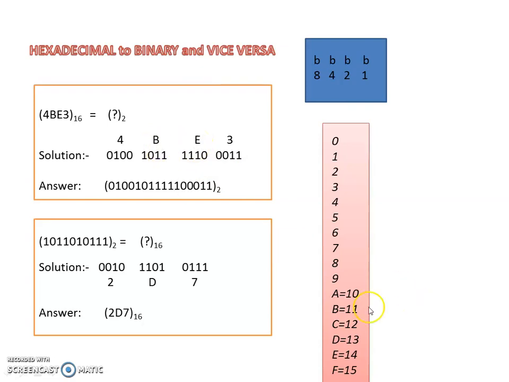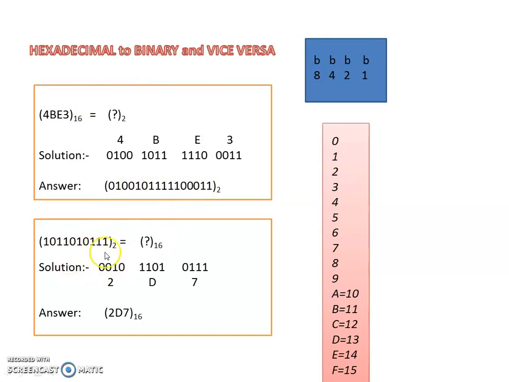B means 11. Now 8, 2 and 1. These 3 bits are 1 and this is 0. So on adding it, you will get B, 11. Now 4. When it is on, the rest is off. Off means 0, on means 1. Then you will get 4. And this is the output. This is the question, this is the answer.